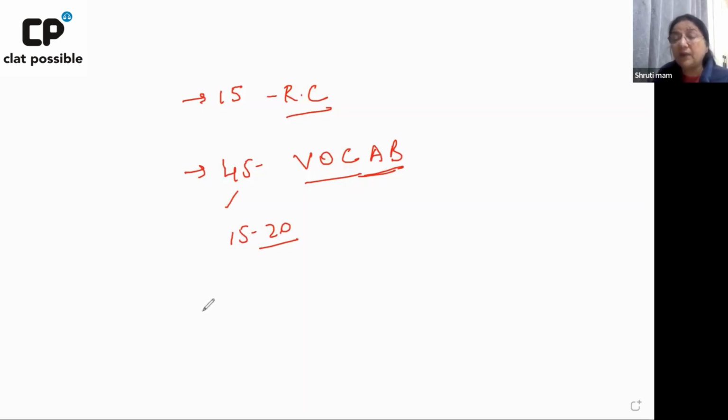Along with vocabulary, one more thing that we'll have to learn would be practically learning 5 to 10 idioms a day, because these question papers also have idioms and phrases being used.